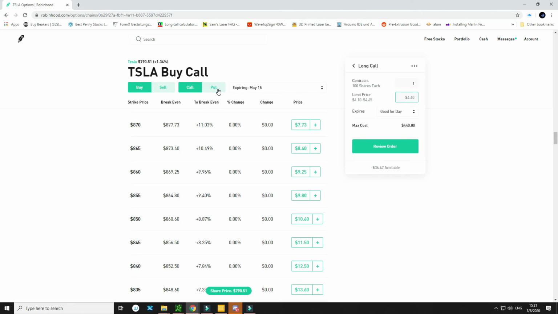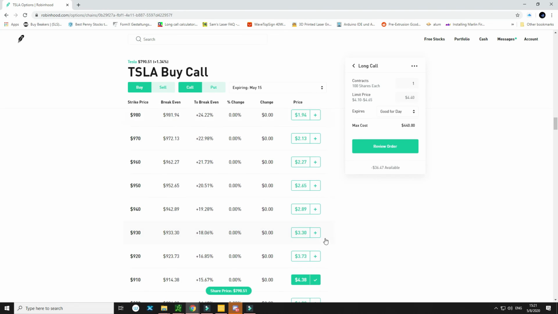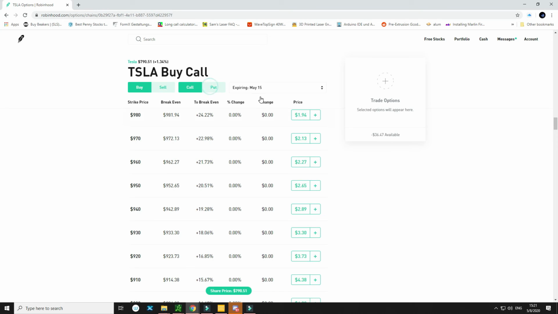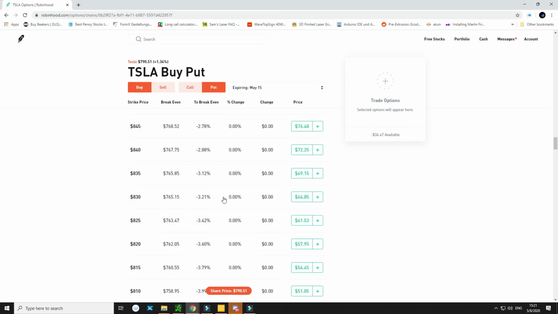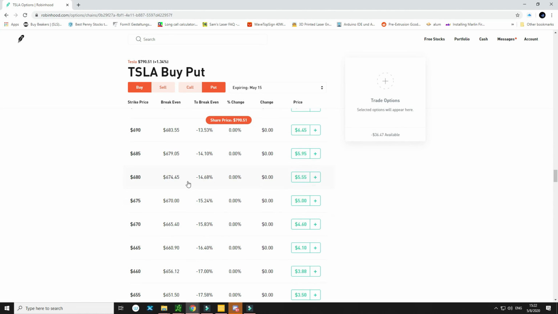Same thing with the put. Let me go back to call, and then get rid of this one up here. So let's go to put. I expect Tesla to fall next week, so you're going to do a put option. You're going to scroll down to share price here, and then you're going to buy your contracts.